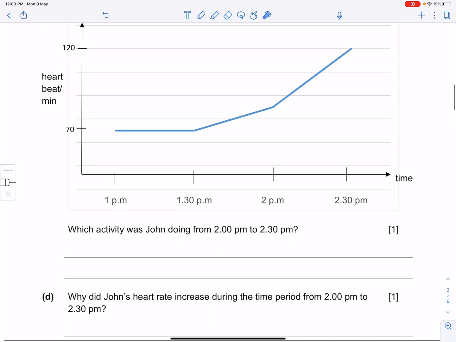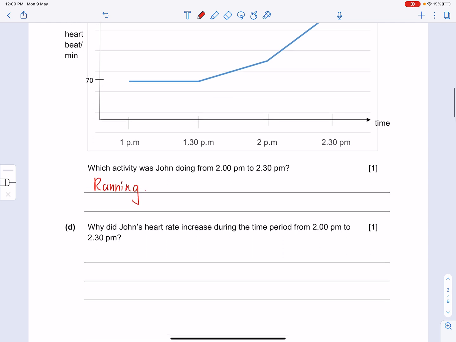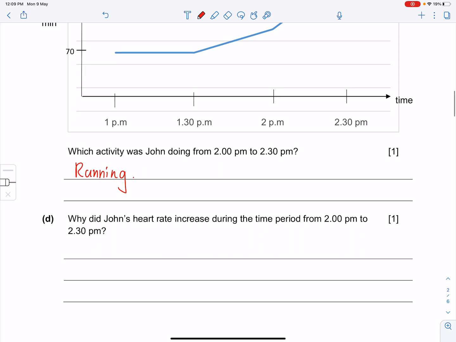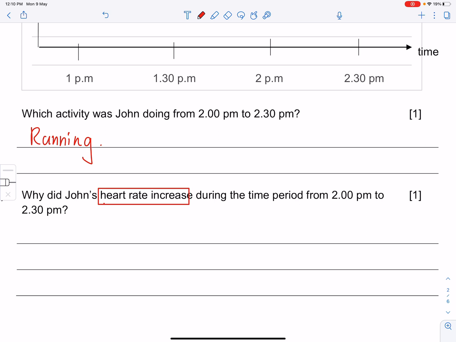So what was John doing from 2 to 2:30? So obviously he was running. Right? Now, why did John's heart rate increase during the time period from 2 p.m. to 2:30? Now, this has got to do with the fact that your body needs to carry out more respiration in order to meet the energy demands. Right? Okay, now, so how come his heart rate increased?